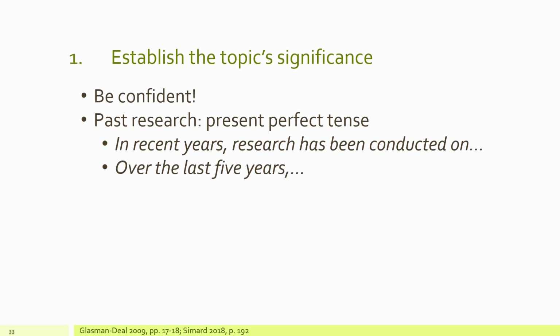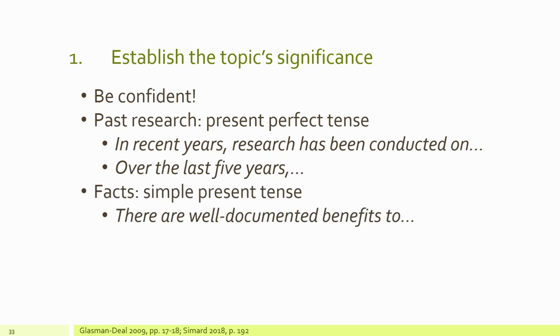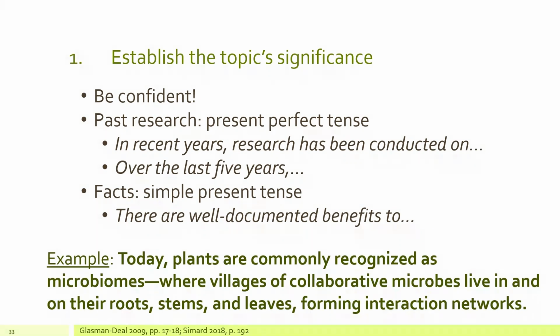Present perfect tense uses have as an auxiliary verb, as in research has been conducted or researchers have found. You may also use simple present tense with is or are to show something that is true in the present. So use it when presenting facts or true statements. Here's an example. Today, plants are commonly recognized as microbiomes, where villages of collaborative microbes live in and on their roots, stems, and leaves, forming interaction networks. In Simard's first sentence, the fact that plants are microbiomes with interaction networks establishes their importance.